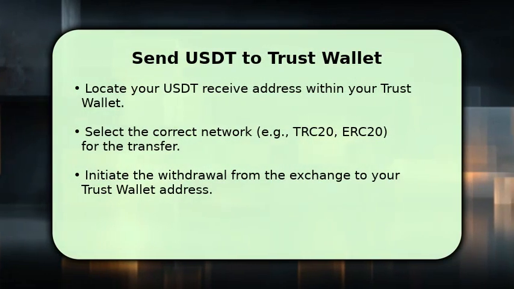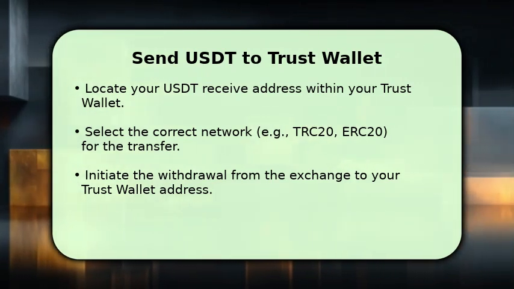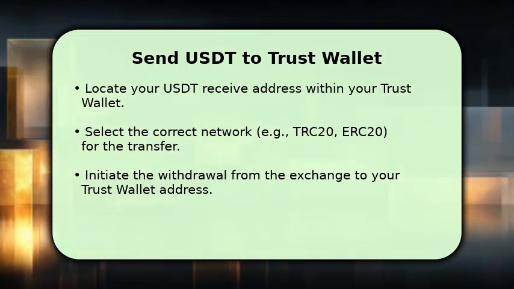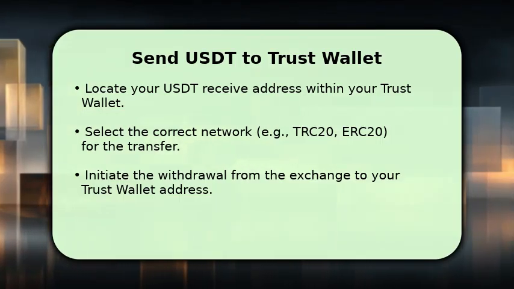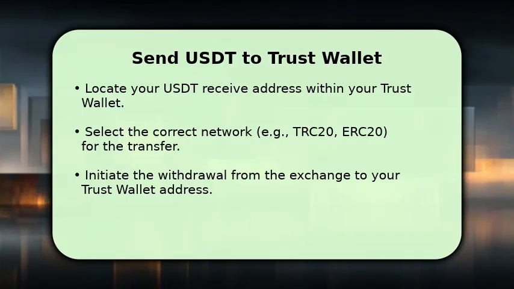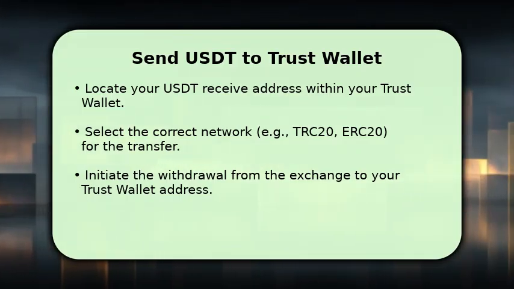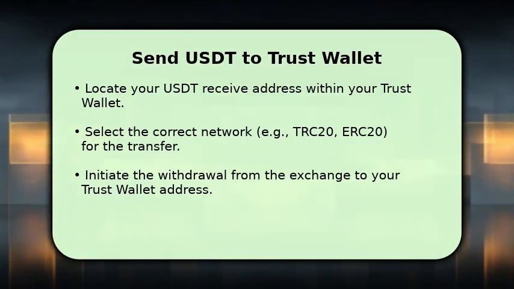Now, open your Trust Wallet and find the receive address for UST, making sure to select the correct network that matches your purchased UST. This is a critical step to prevent loss of funds. Copy this address carefully. Go back to your exchange, initiate a withdrawal, paste your Trust Wallet address, and confirm the network. Always send a small test amount first if you are unsure, especially for larger transfers.